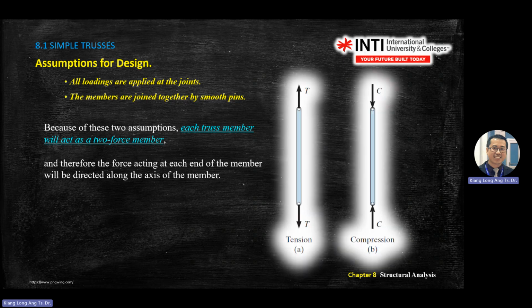So this is the two force member. Either it is in tension, which means force pulling both ends, or in compression, which means arrows pressing both ends. We will use T and C in our answer. If you write T in brackets, that is a tension member. If you write C, that member is in compression.